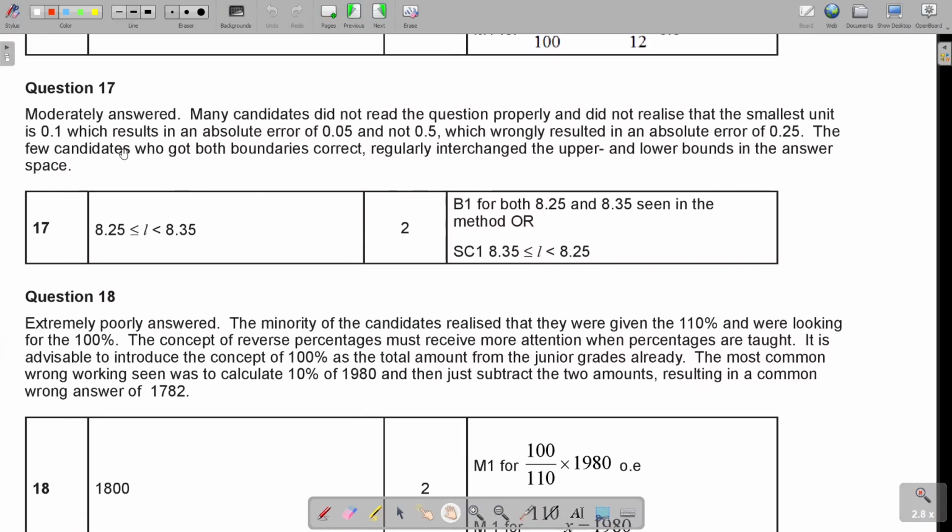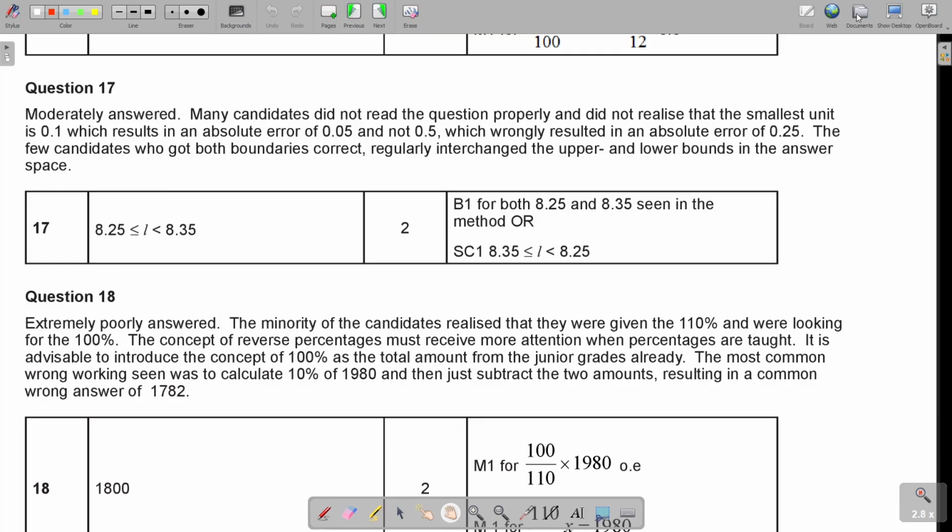Moderately answered. Many candidates did not read the question properly and did not realize that the smallest unit is 0.1, which results in an absolute error of 0.05 and not 0.5. So which wrongly resulted in the error of 0.25. The few candidates who got both boundaries correct regularly interchange the upper and the lower. It's always first the lower in the answer space. So first your lower, then your upper.